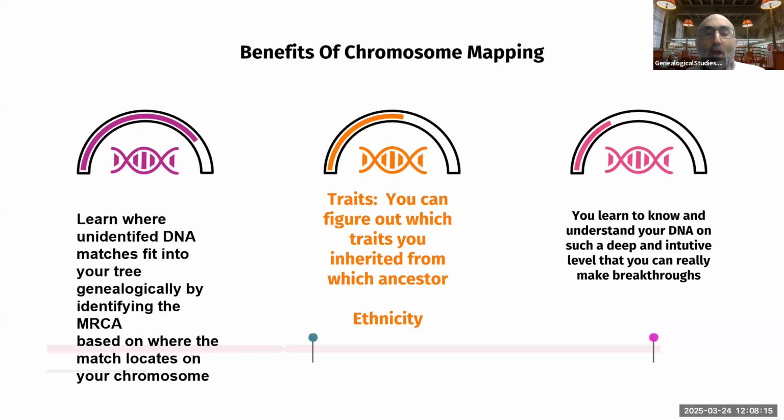Now, in addition to your traits, you can also map your ethnicity, the different segments. For example, at different companies, it'll show you this point on your chromosome is Swiss, or this point is from Russia. And those segments, those locations, can also be put onto the chromosome map. And as I told you earlier, I think the primary benefit of chromosome mapping is you learn to know and understand your DNA on such a deep and intuitive level that you can really make big breakthroughs.